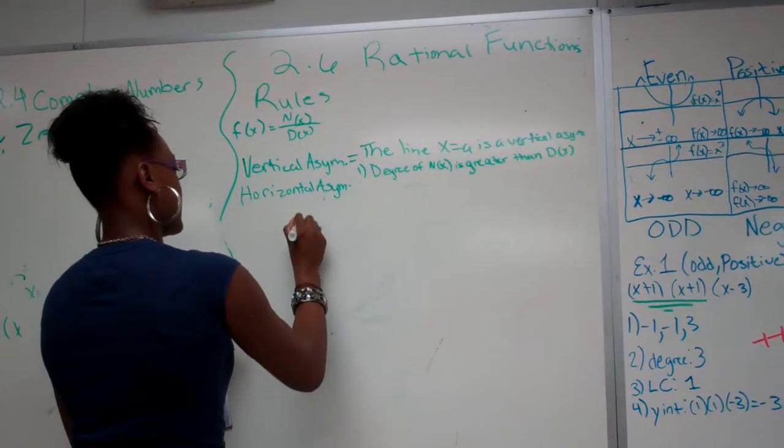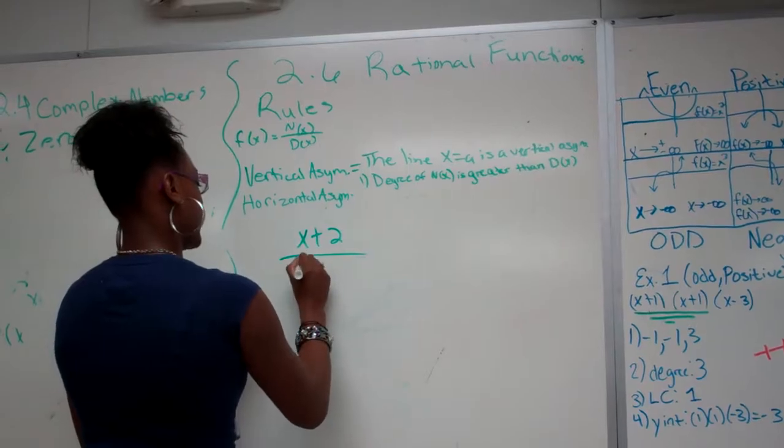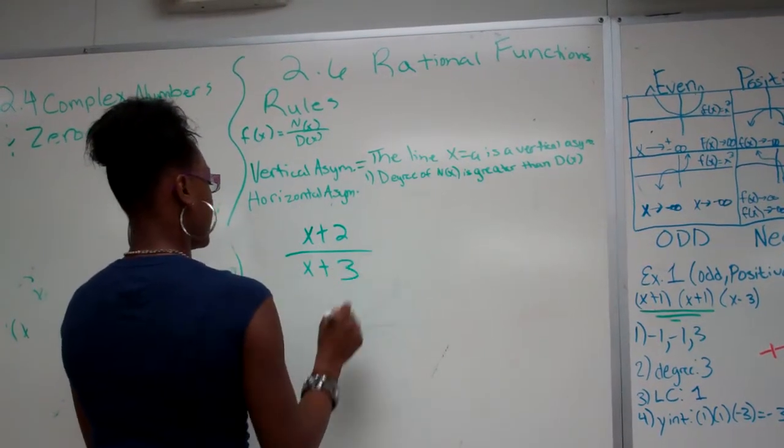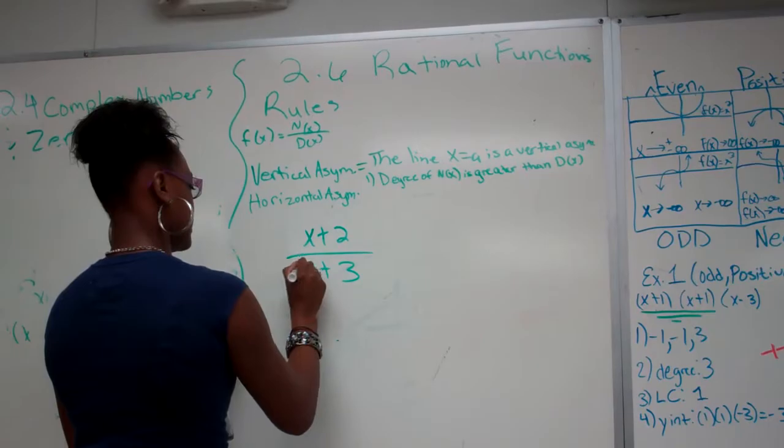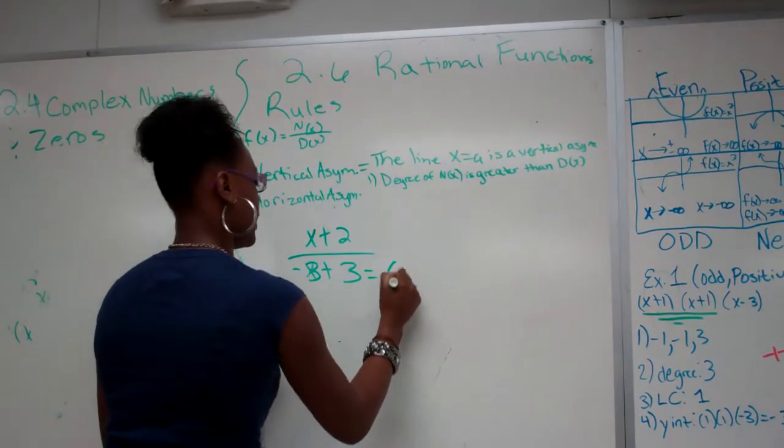So let's just say you have x plus 2 over x plus 3. Trying to find x, so it would be x equals negative 3, where the denominator equals 0.